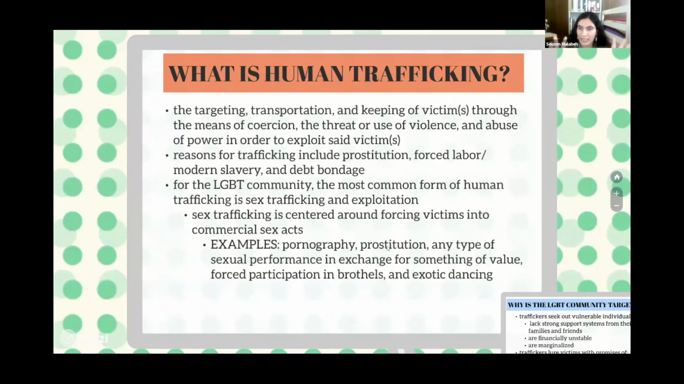Human trafficking is the targeting, the transportation, and the keeping of victims through means of coercion, the threat or use of violence and abuse in order to exploit said victims. The reasons for trafficking include prostitution, forced labor, modern slavery, and debt bondage. Debt bondage is when you owe money to someone, so they keep you trapped until you pay off that debt, and sometimes you can pay off that debt and they will still keep you trapped.